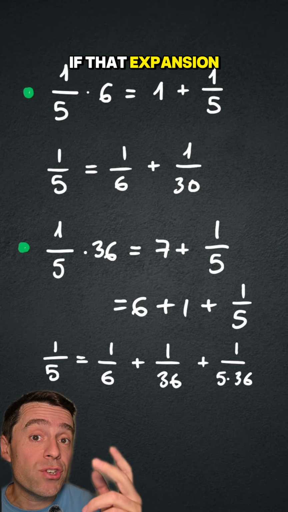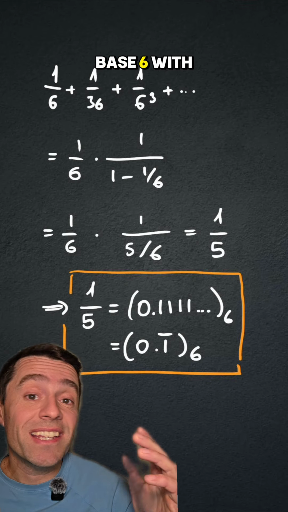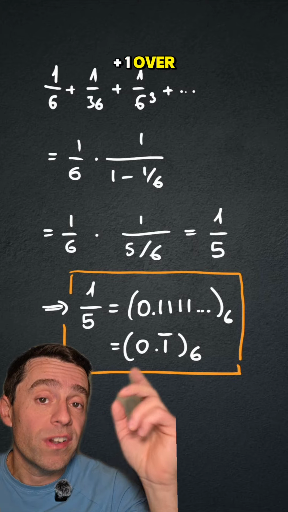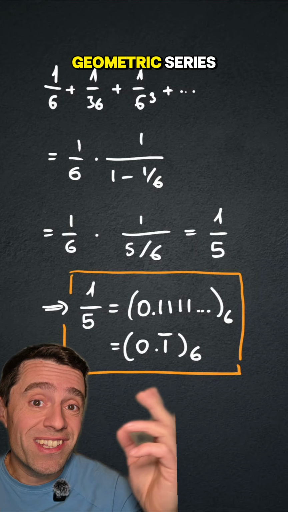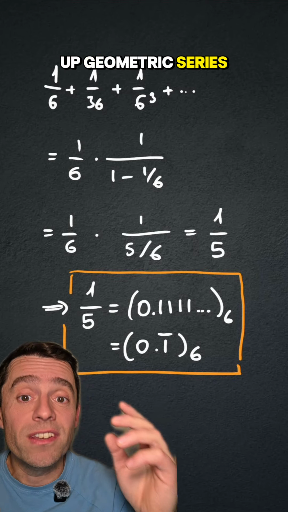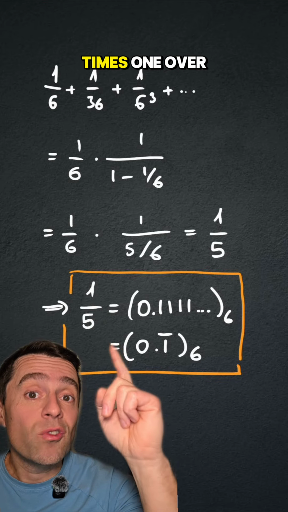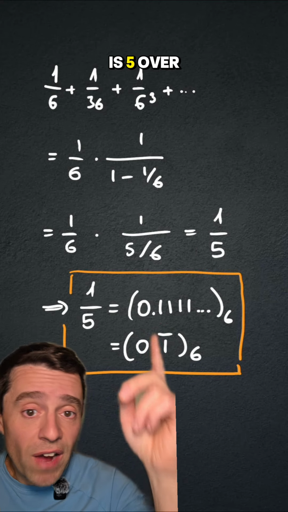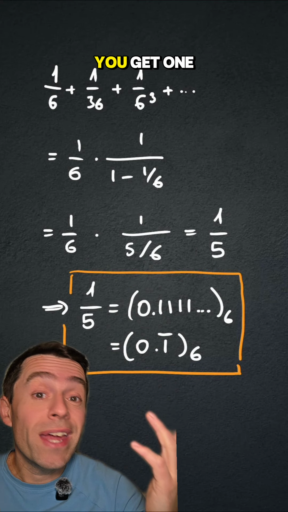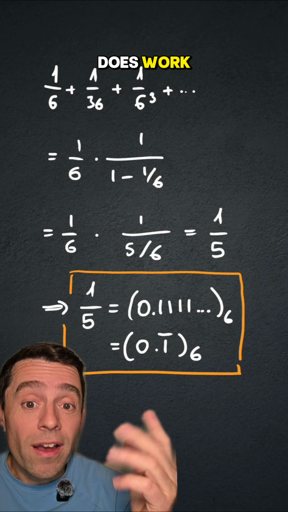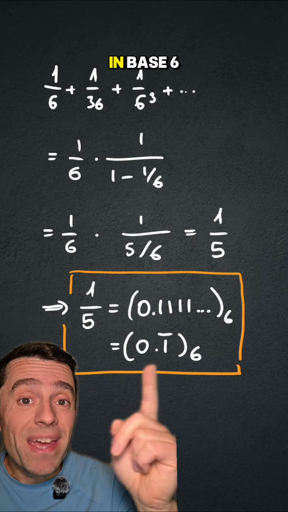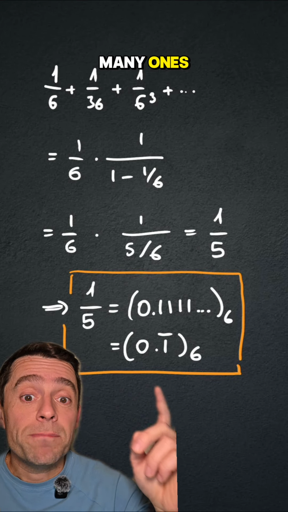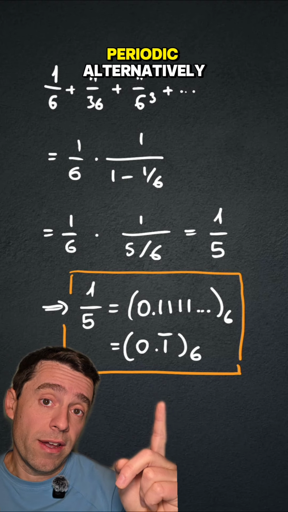So let's see if that expansion works. The expansion in base 6 with all ones corresponds to the sum of 1 over 6 plus 1 over 36 plus 1 over 6 cubed, etc., which is a geometric series, and I know how to add up geometric series. The sum will be 1 over 6 times 1 over 1 minus 1 over 6. And 1 minus 1 over 6 is 5 over 6, and if you simplify that expression, you get 1/5. So it does work. That tells me that the expansion in base 6 for 1 over 5 is 0.11111 with infinitely many ones, so 0.1 periodic.